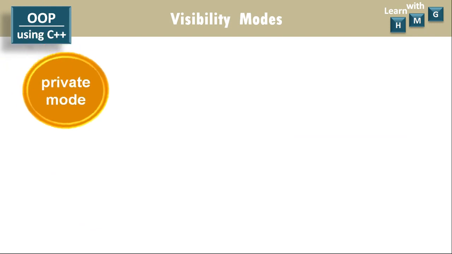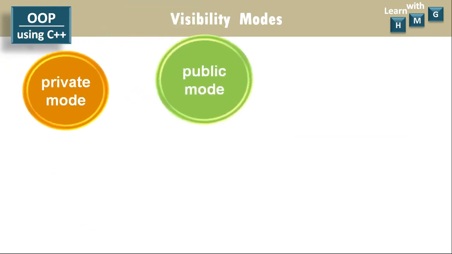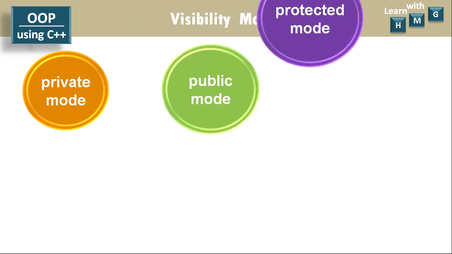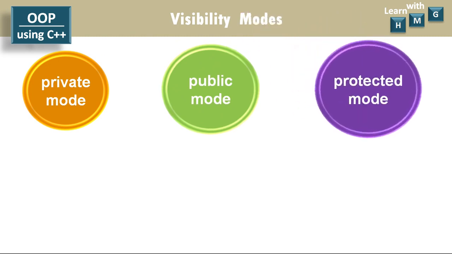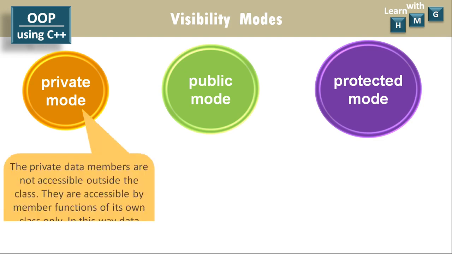Visibility modes. The first visibility mode is private mode. The second mode is public mode, and the third mode is protected mode. So three visibility modes are there: private mode, public mode, and protected mode.